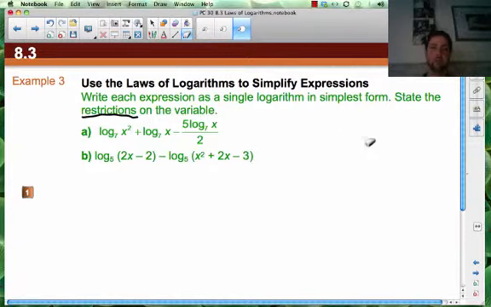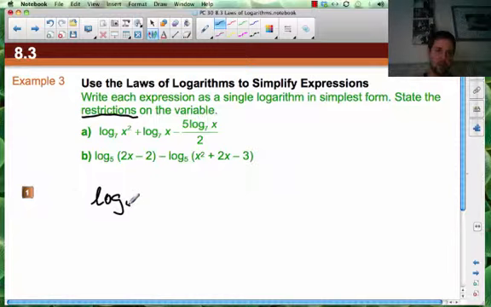So let's take a look at the next one then, and notice that these are all in base 5. So the first thing we want to do is see if we can rewrite these as a quotient because of this negative sign here. So log base 5 of 2x minus 2, all divided by x squared plus 2x minus 3.